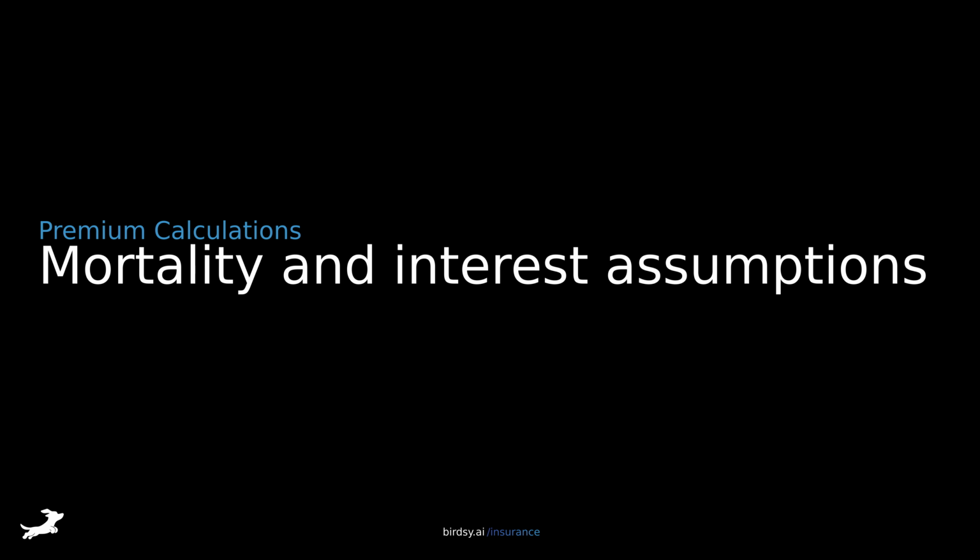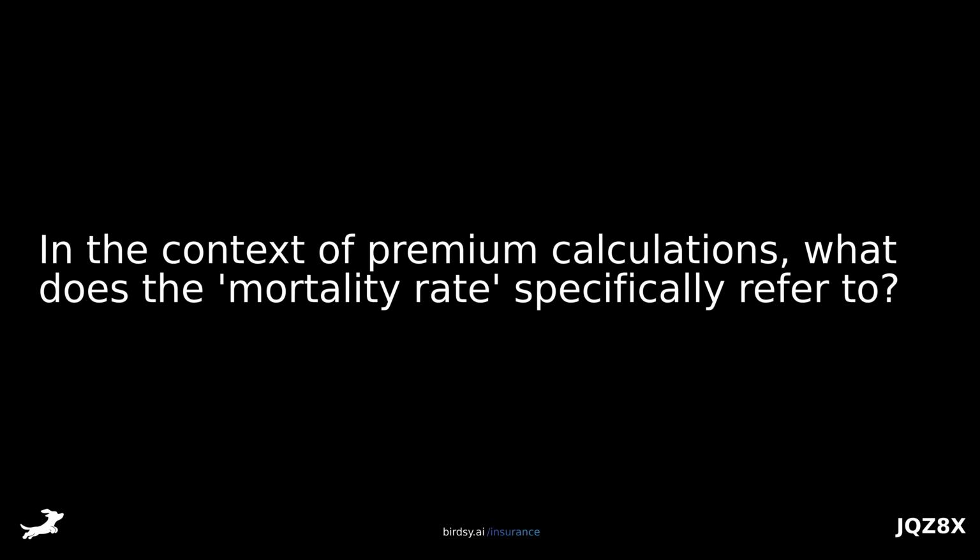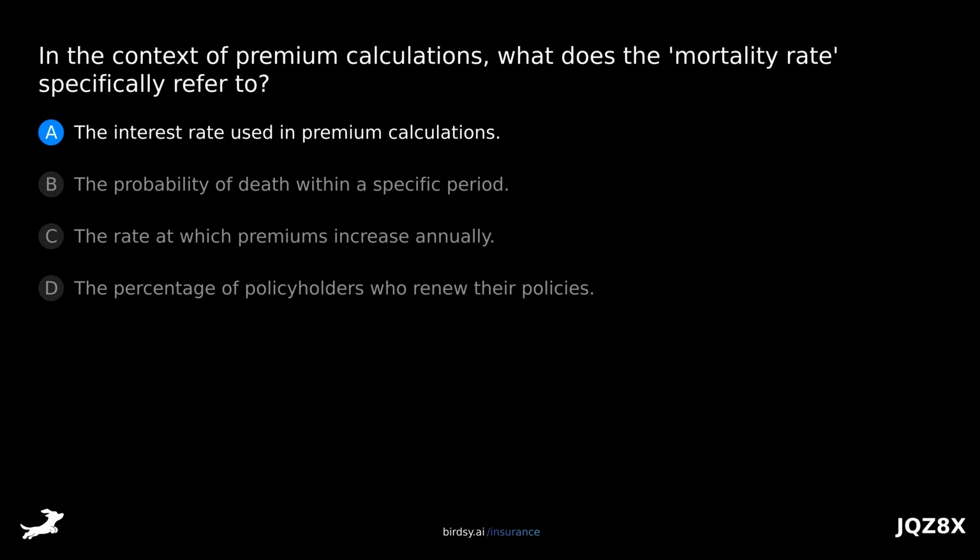Mortality and interest assumptions. In the context of premium calculations, what does the mortality rate specifically refer to? Is it A, the interest rate used in premium calculations? B, the probability of death within a specific period?